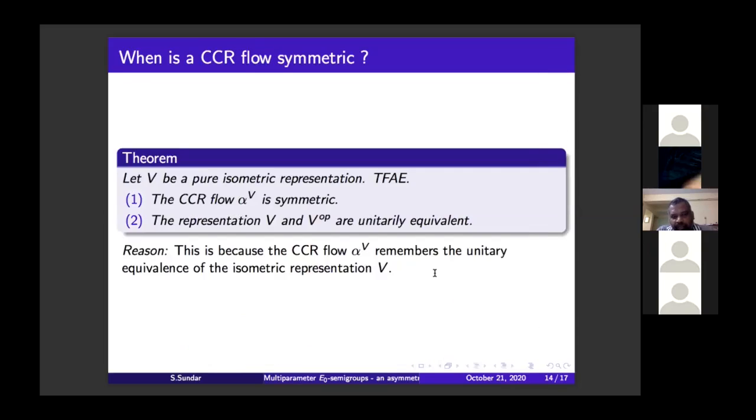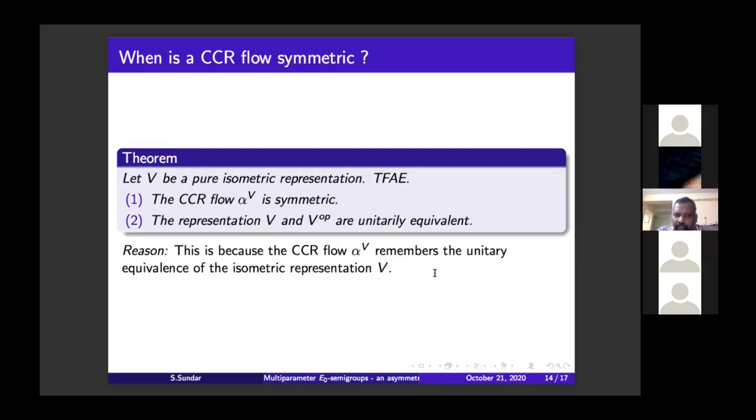Okay. So when is a CCR flow symmetric? When is the CCR flow symmetric means when is it cocycle conjugate to its opposite? You know that the opposite of alpha V is alpha V opposite. Alpha V is the CCR flow associated to V. The opposite of alpha V is alpha V opposite. So alpha V is symmetric if and only if the two representations V and V opposite are unitarily equivalent.